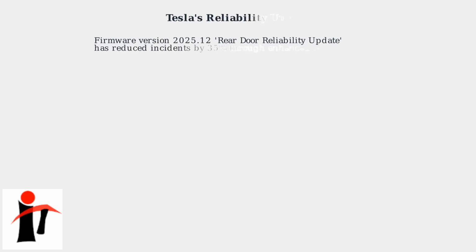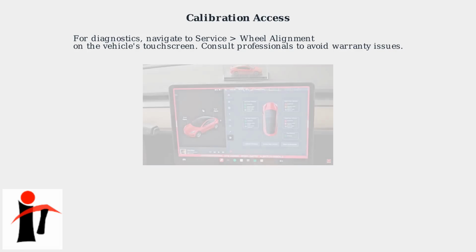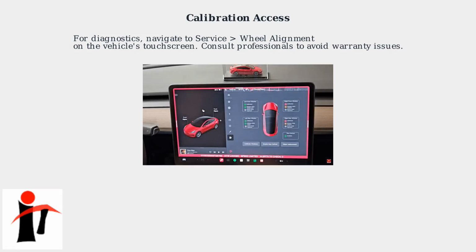Tesla's rear door reliability update with firmware 2025.12 has improved latch performance, reducing reported issues by 35% in extreme conditions. To recalibrate the latch system, access service wheel alignment through the touchscreen menu. Always use official service methods to maintain warranty coverage.